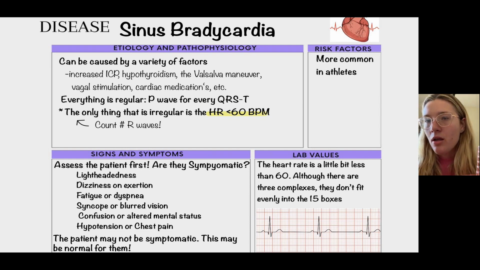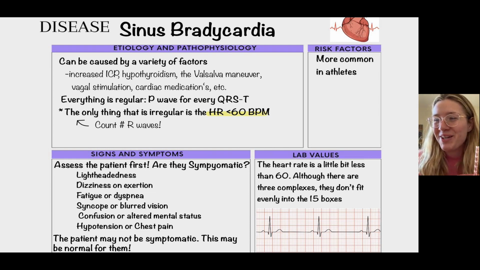So what's going on? One little caveat is this is really common in athletes. They usually just have a lower resting heart rate than others. So if you're caring for a marathon runner on the USF Go Bulls track and field team or cross country team, maybe their heart rate's just a little bit lower, and that's fine. But that's also why it's very important to get a good history on these patients and assess them.